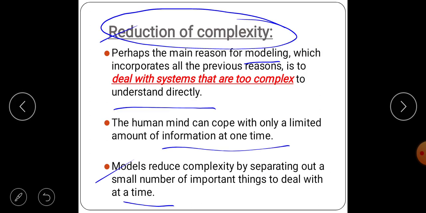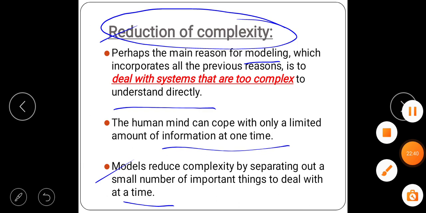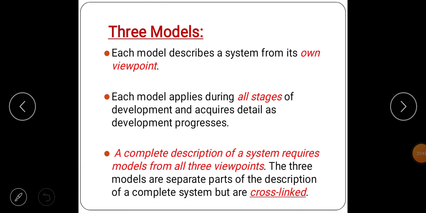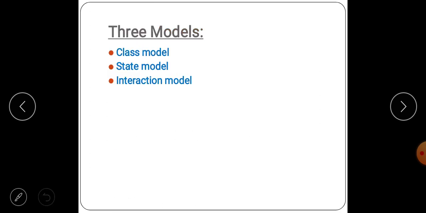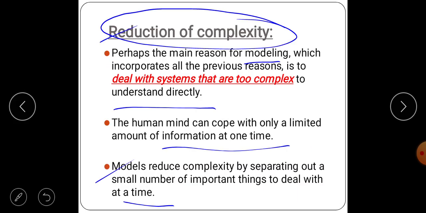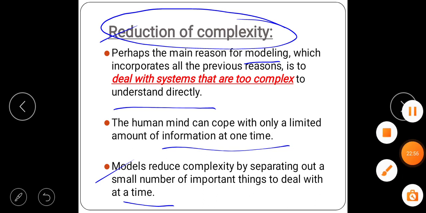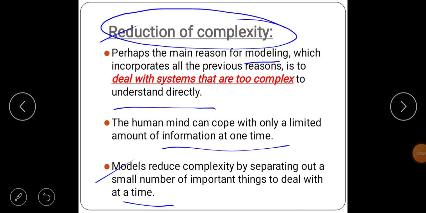Okay, this is enough for today. Tomorrow I will explain three models. Okay, there are three types of model: class model, state model, interaction model. In the next class we will discuss them one by one. Okay, thank you. Today I explained abstraction, modeling, and the importance of modeling. Okay, thank you.